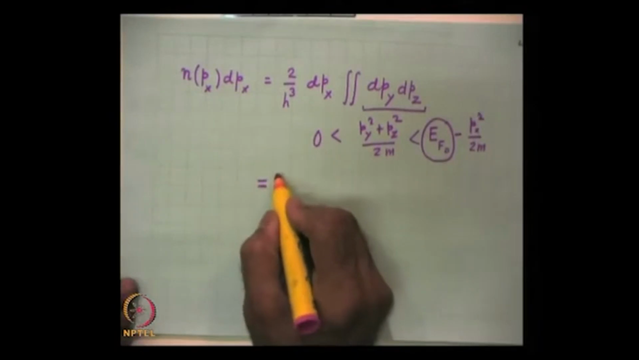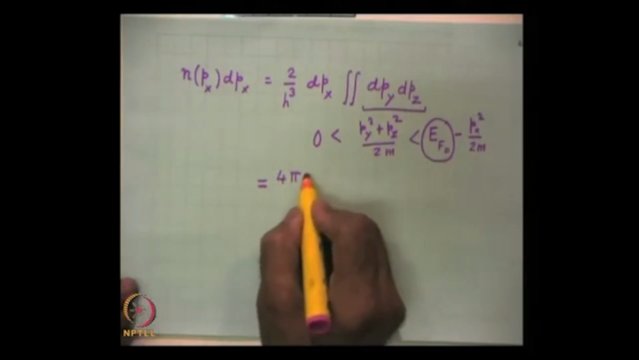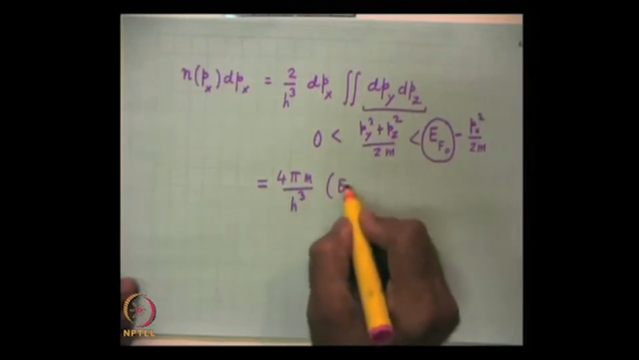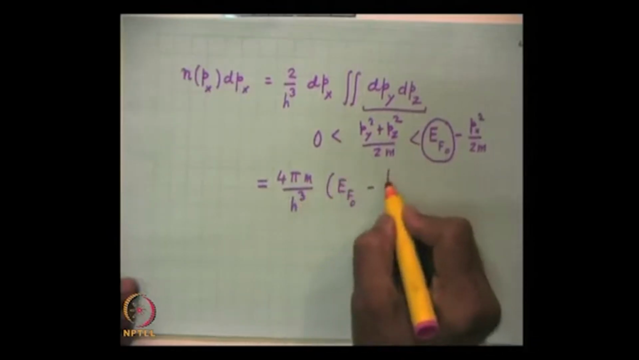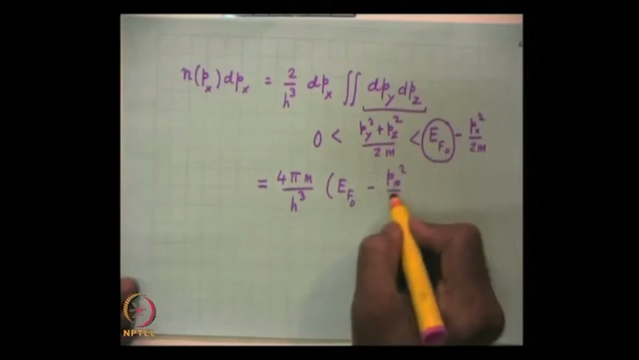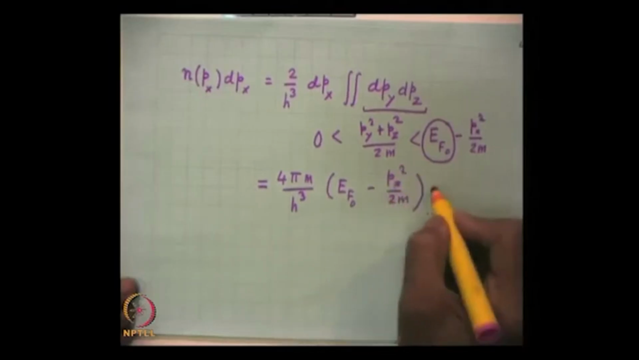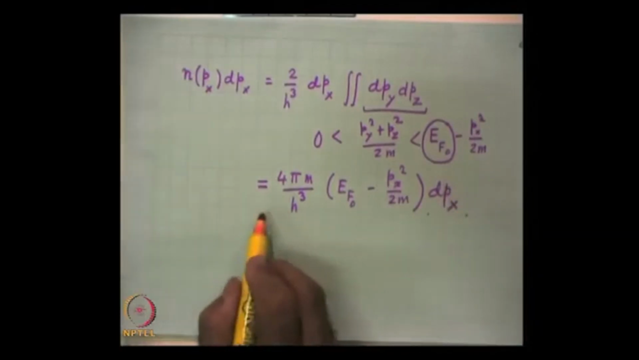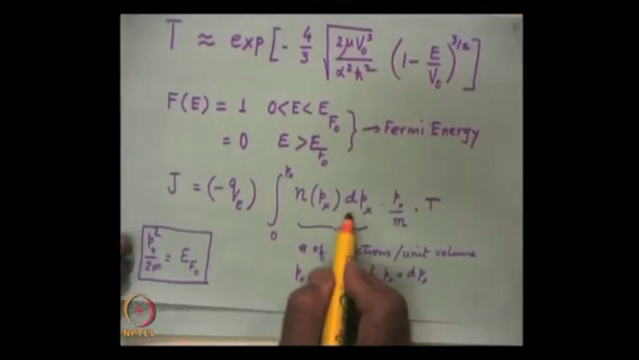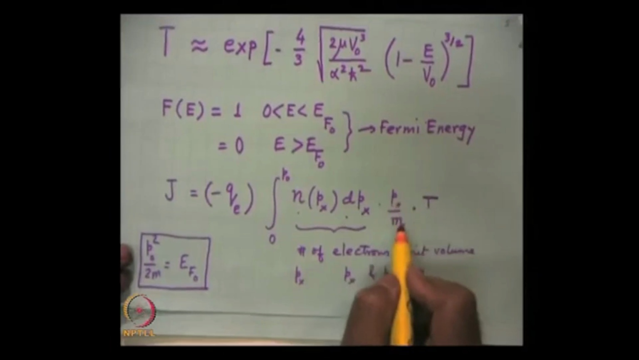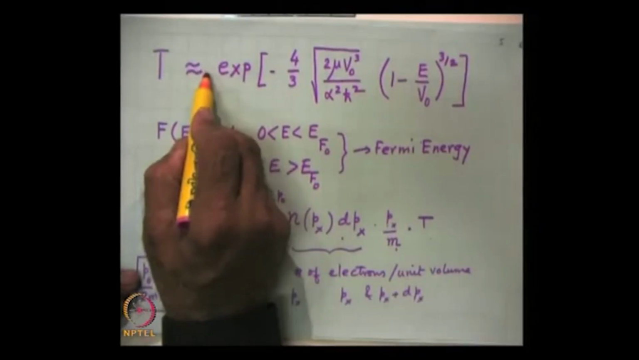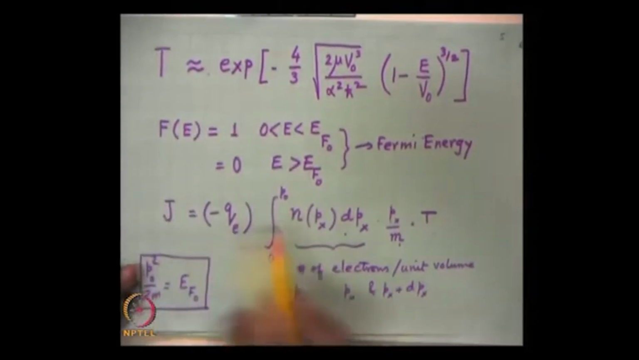obtains this equal to 4 pi m by h cubed times E f naught minus p x square by 2m, d p x. So, we have an expression for n of p x d p x. I substitute it here, multiplied by p x and then multiplied by this term and carry out the integration.